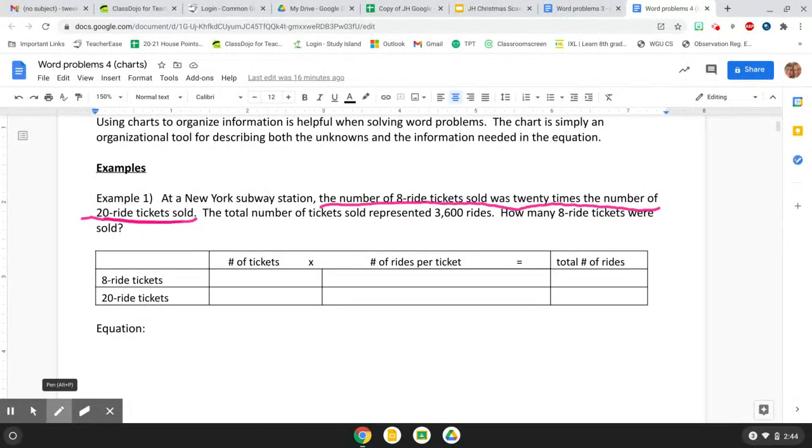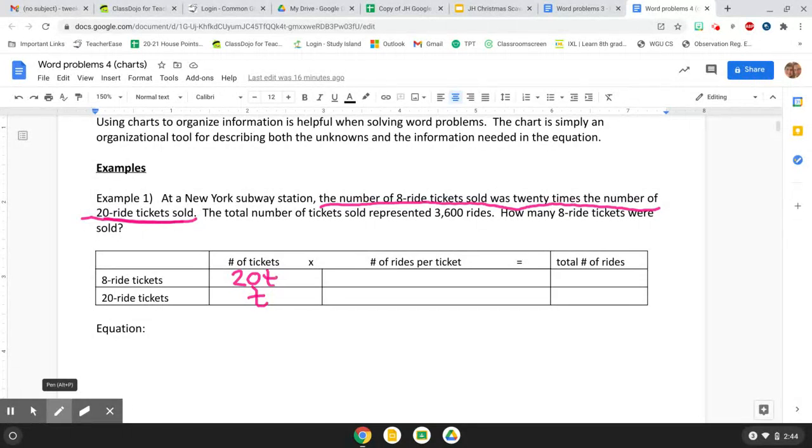So if I don't know what 20 ride tickets are, that's just going to be T. You can use whatever variable, I just use T for tickets. Now, if I need 20 times that of the 20 ride tickets for the 8 ride tickets, then I'm going to represent that number with 20T, because that's 20 times the 20 ride tickets.